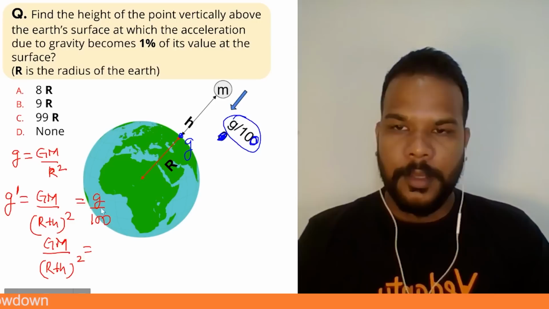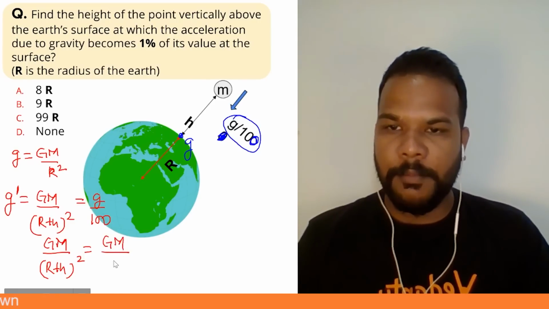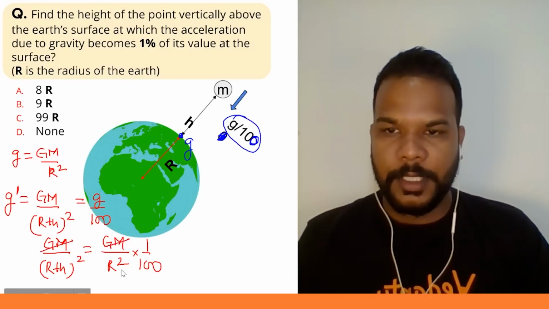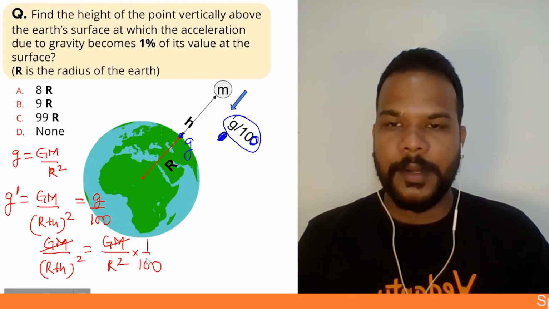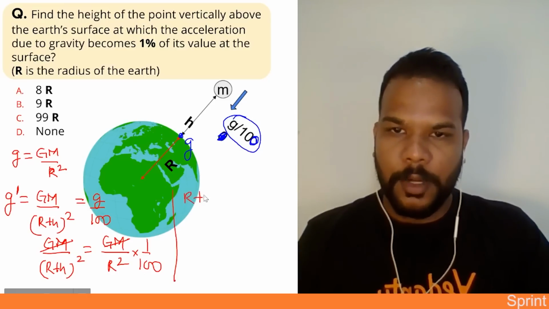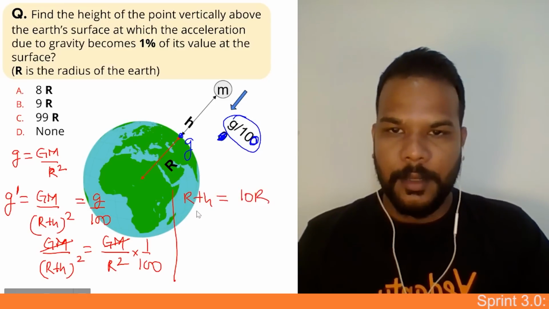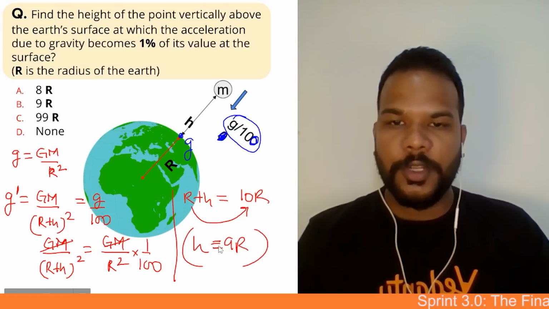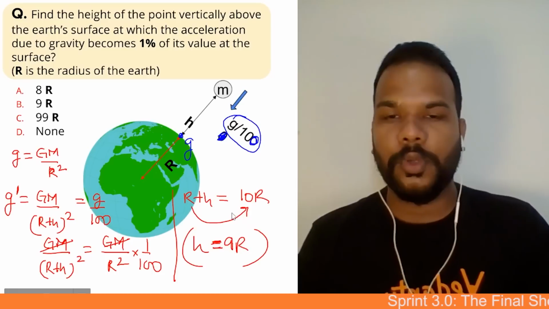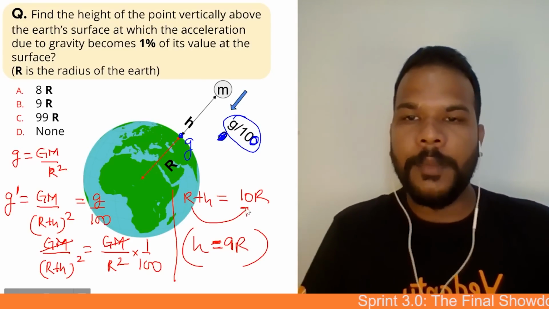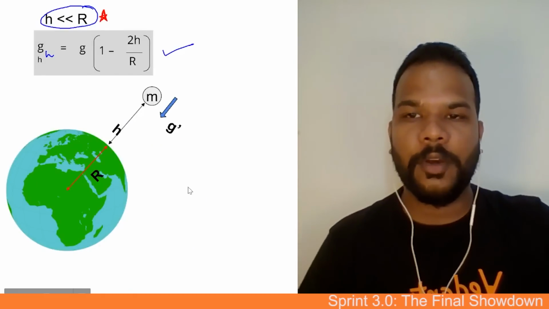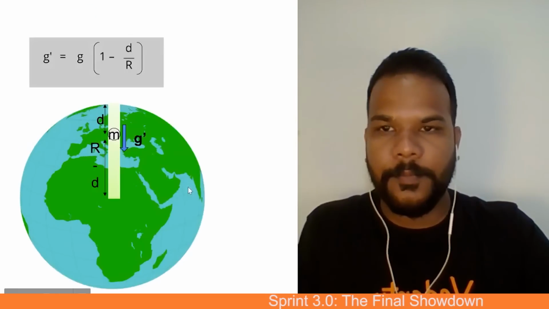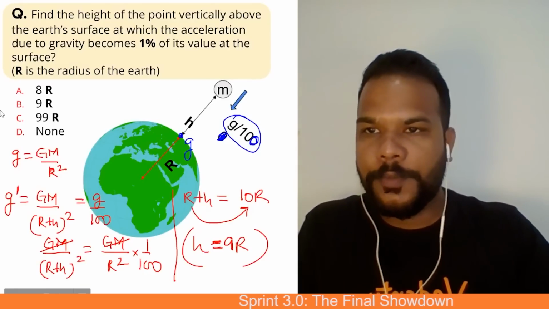सो दिस स्मॉल g, दिस इज g डैश, सो g डैश इज इक्वल टू GM बाय (R प्लस h) का स्क्वायर, and small g का value at surface was GM by R square, और उसका 1 by 100 करना है हमें. So GM cancel हो जाता है, so we have (R plus h) square equal to 100 R square, which means अगर हम square root ले लेते हैं तो R plus h is equal to 10 R, R comes here, h का value comes out to be 9 R. So you can see that मैंने approximation use नहीं किया, वो formula use करेंगे तो हमारा आंसर गलत आएगा. Why? Because this formula is only valid when the height at which you are calculating small g is very close. Okay, correct answer is option B.